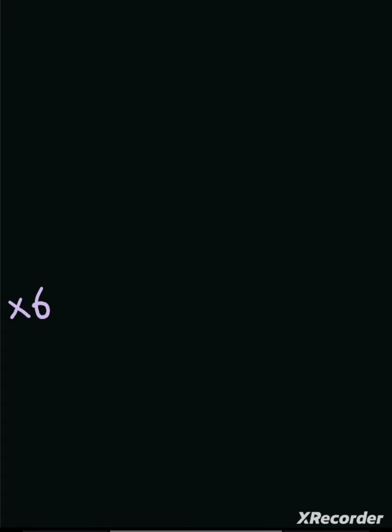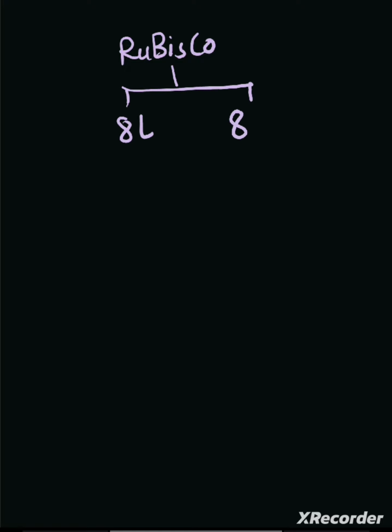Let's talk about the Rubisco enzyme, why it's so special, and what is in it. This Rubisco enzyme that I'm talking about is ribulose 1,5-bisphosphate carboxylase oxygenase, right? It's a pacemaker enzyme, and it has 8 large subunits and 8 small subunits. The large subunits are coded by the chloroplast genome.